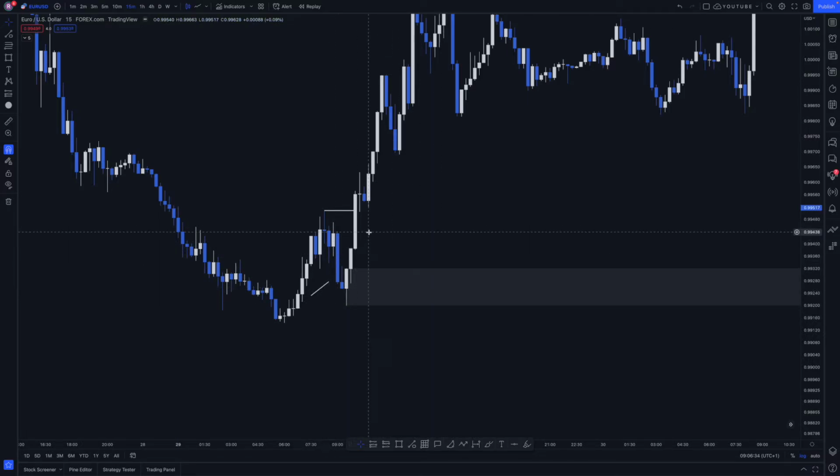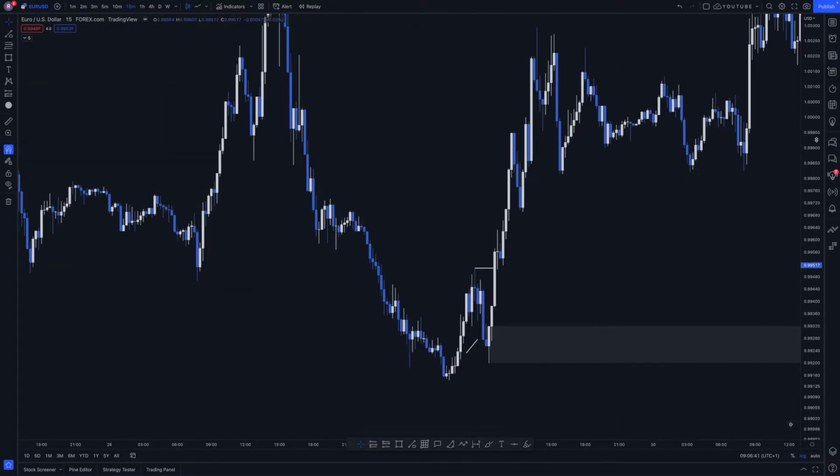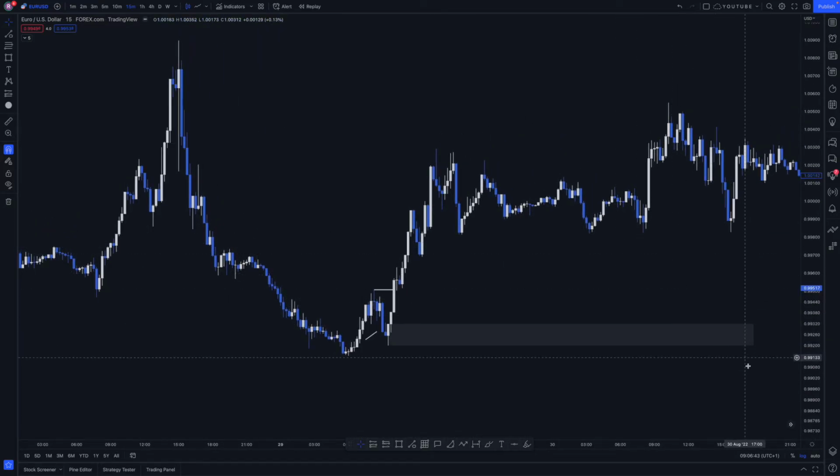So this has all the three confluences that we look for in a demand or supply zone. It's taken liquidity, it's broken structure, and it's also engulfed. So if we move on now and see if there are any more good examples.